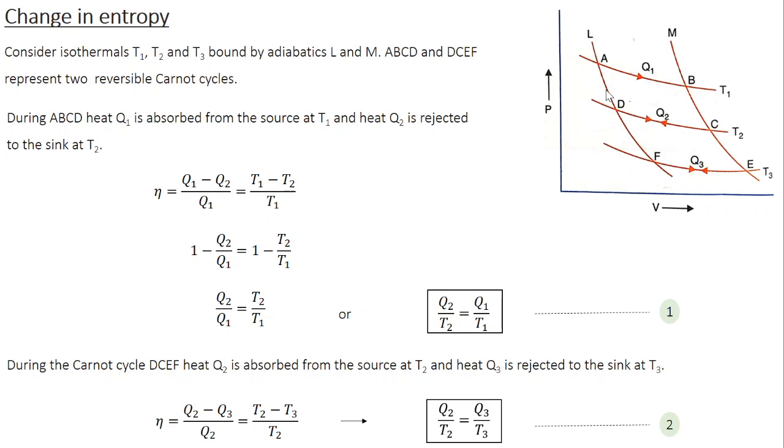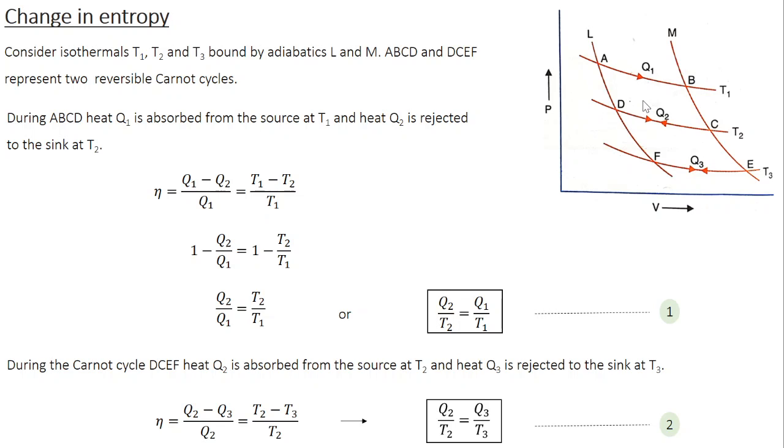Okay. Now, if you look at the combination A, B, C, D, I have two isothermal processes and two adiabatic processes. This corresponds to one Carnot cycle. Right? Same way, if you look at D, C, E, F, this corresponds to another Carnot cycle. And a Carnot cycle is a reversible cycle. Okay. So let's see what is the entropy change during this Carnot cycle. So let's first take the case of cycle A, B, C, D.